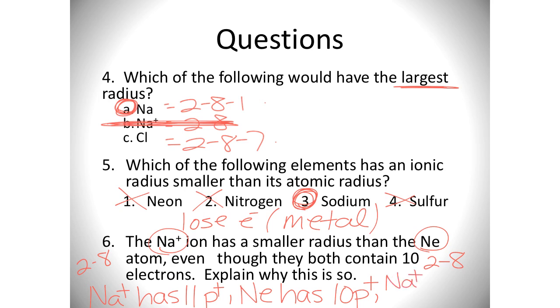So we'll just write that. Na plus has a greater attraction. Oh, I'm going to run out of room, so I'll just have to say it. The sodium ion has a greater nuclear charge, so therefore it will have a stronger attraction between the nucleus and the electrons, so it will pull the electrons in tighter.